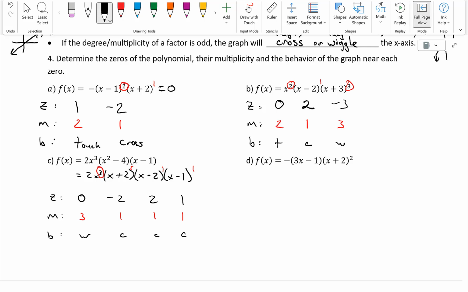If you need to do some extra work, set each equal to 0, you can still, but most of you are good with those two steps. Usually, so our 0 for the first one is 1/3, right? For that first factor, add the 1, divide by 3, and then we get negative 2. For the 1/3, we've got multiplicity 1. For the x plus 2, or negative 2, 0, we have multiplicity 2. So we're going to cross and then touch the x-axis.